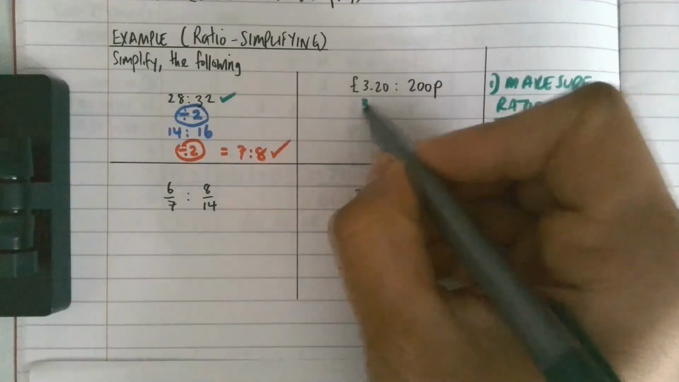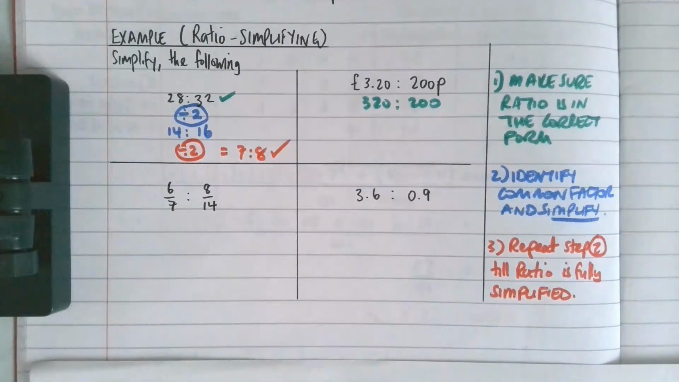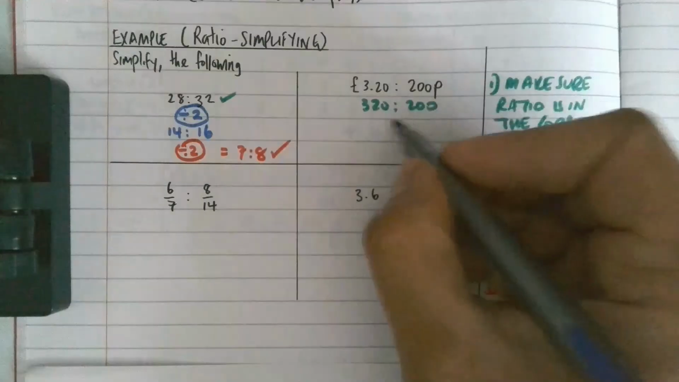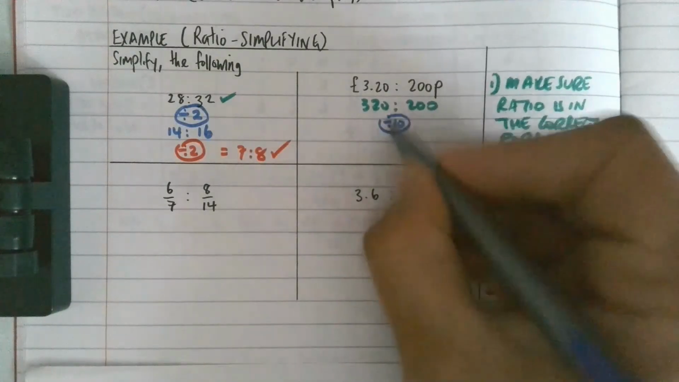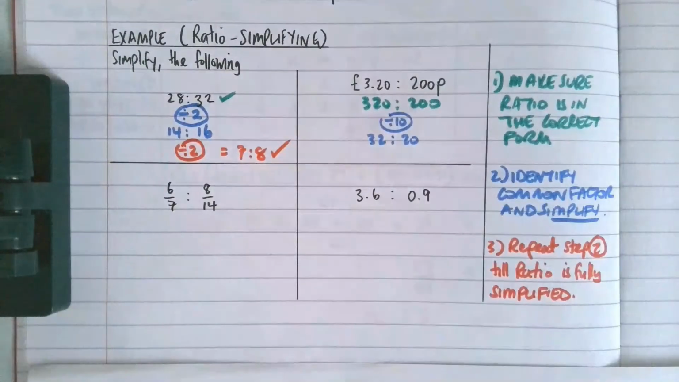Now £3.20 and 200 pence are not in the same unit, so the first step is to make sure they are in the same unit. So £3.20 is 320 pence. We write that as that. We then identify the common factor and we simplify. So the important point is to get them in the same units first.